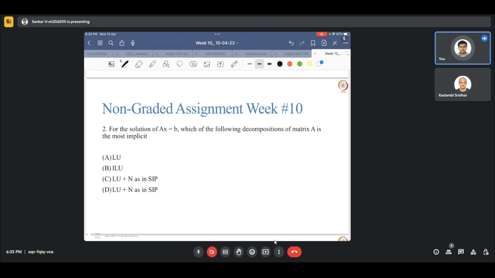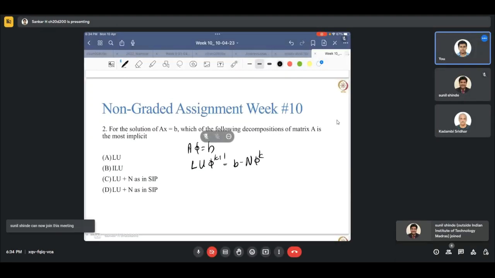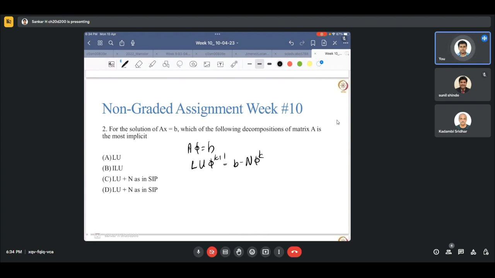ILU, or just LU? So when we decompose the matrix A into an incomplete LU method, let's assume that we are writing A phi is equal to b, and then we would be decomposing this as LU phi^(k+1) is equal to b minus N phi^k. One second, there was someone else who wants to join. So LU phi^(k+1) is equal to b minus N phi^k, and we solve this first, and then we solve U phi^(k+1) is equal to Y, where Y is what we are first solving.